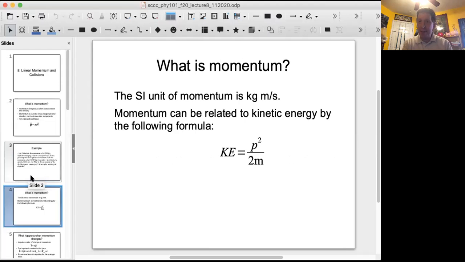The SI unit of momentum is kilogram meters per second, as you saw in those examples. Momentum can be related to kinetic energy by the following formula. So this comes from the fact that KE is equal to 1/2 mv squared. P is equal to mv, so you can write v is equal to P over m, and then substitute that into the kinetic energy equation. And what you wind up getting is KE is equal to P squared over 2m. So if you know the momentum rather than the velocity, this will save you a step in the calculations if you need to calculate kinetic energy.